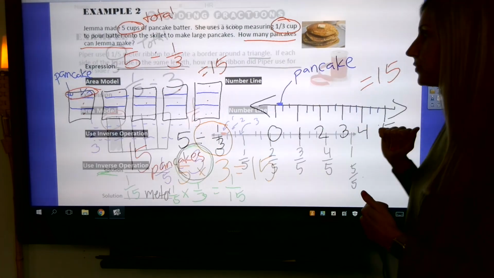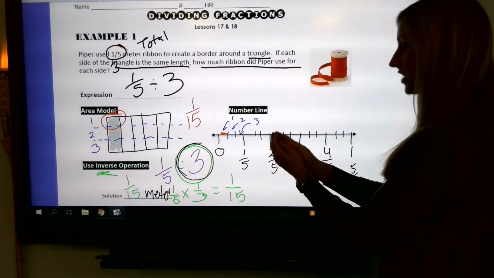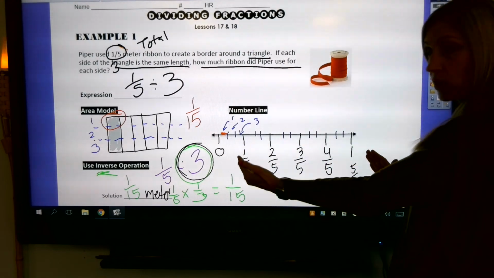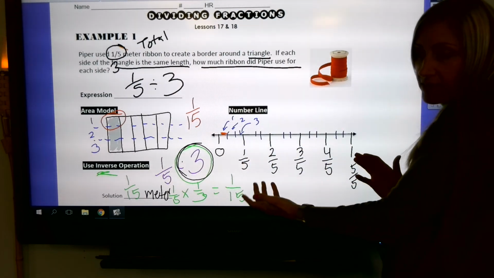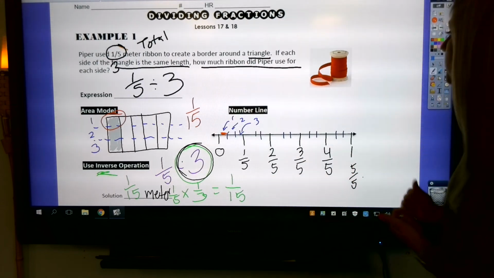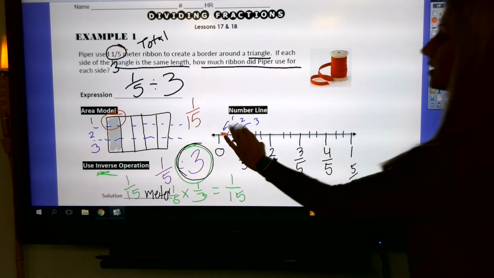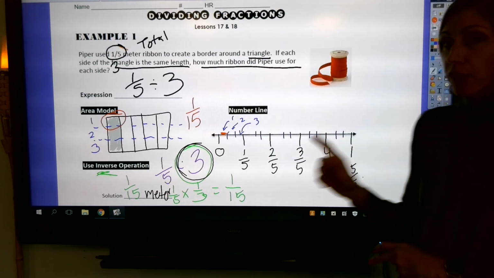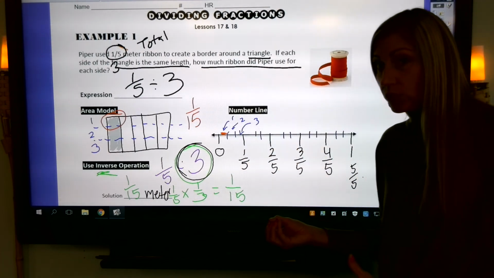So compared to our first one, we're taking a fifth. Now it looks like a whole, but in order to have the fifth, we had to have a whole, right? And then we had it cut into 3 pieces. So be careful, that looks like thirds, but it's really 3 pieces.